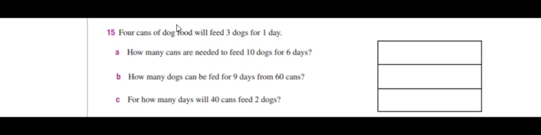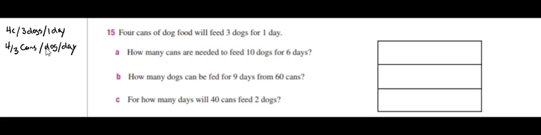Well, if I write this out as 4 cans per 3 dogs per 1 day, I'm going to change that rate to be 4 divided by 3 cans per dog, so that's per 1 dog per day. Alright, so that's my basic unit. 4/3 of a can, or 1 1/3 cans, is eaten by a dog in a day.